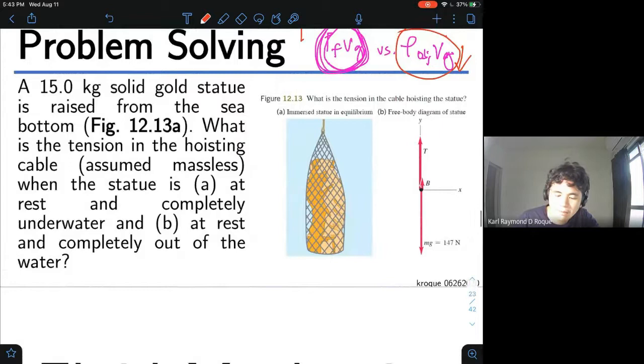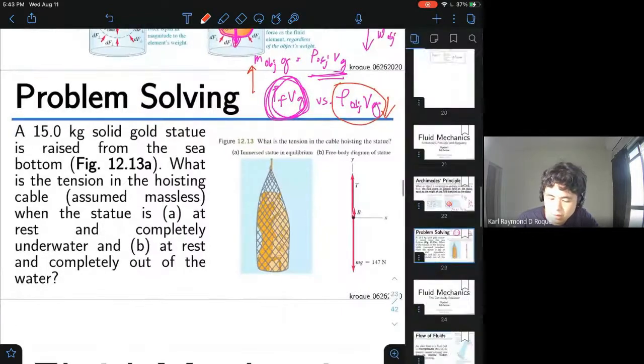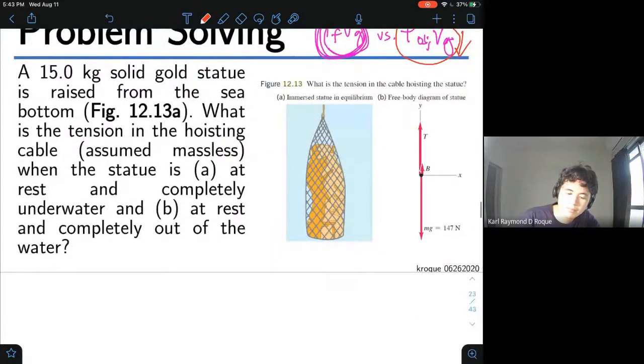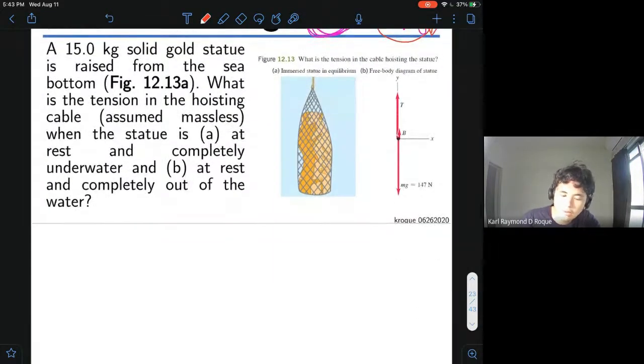Okay, ito mag-problem solving na tayo. Yun lang yung gustong sabihin nun. 15 kilogram solid gold statue is raised from the sea bottom. What is the tension in the hoisting cable when the statue is at rest and completely underwater, and at rest and completely out of the water?